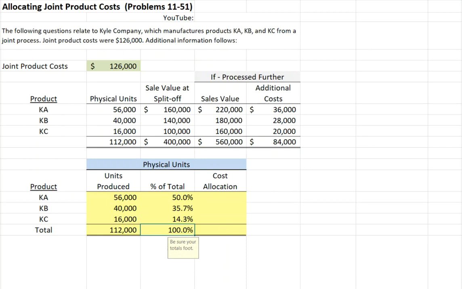Our cost allocations then for product Ka, it will be the $126,000 times 50% or $63,000. For product Kb, it's 35.7% times 126,000 for $45,000 in cost. And finally, for Kc, we will allocate $18,000 in cost, which is the 126,000 times 14.3%. Be sure we've allocated the entire $126,000 in cost.